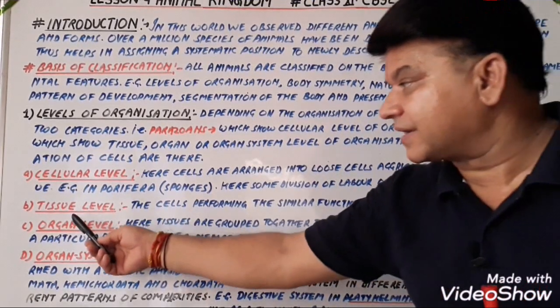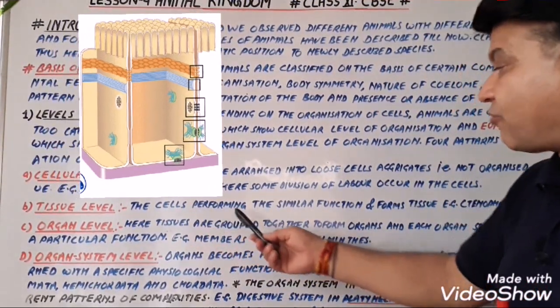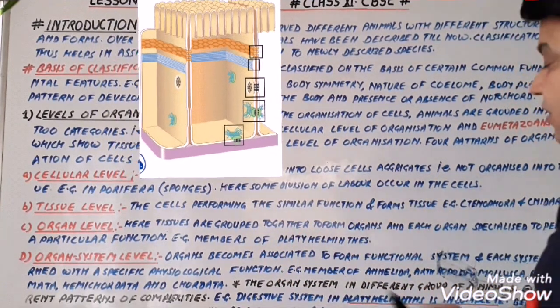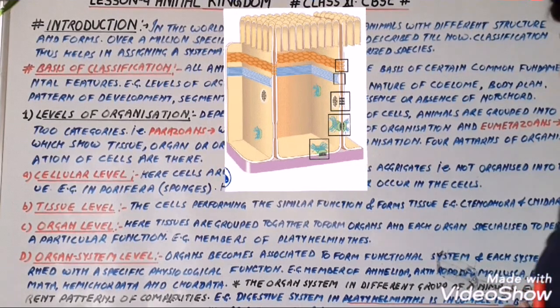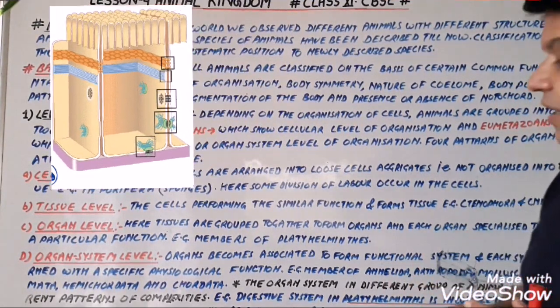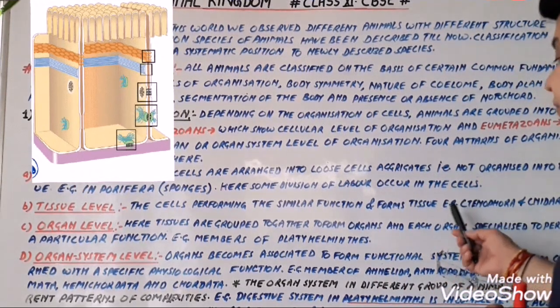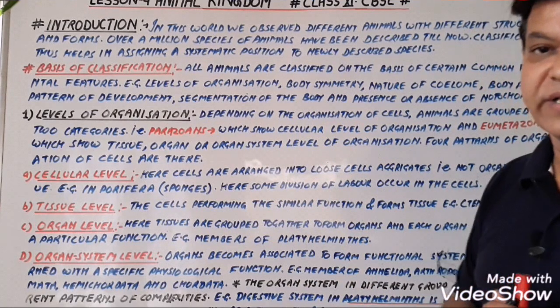Now, second is the tissue level of organization. The cells performing similar functions form tissues. For example, Ctenophora and Cnidaria. Cnidaria is also known as Coelenterata. So Coelenterata or Ctenophora show the tissue level of organization.